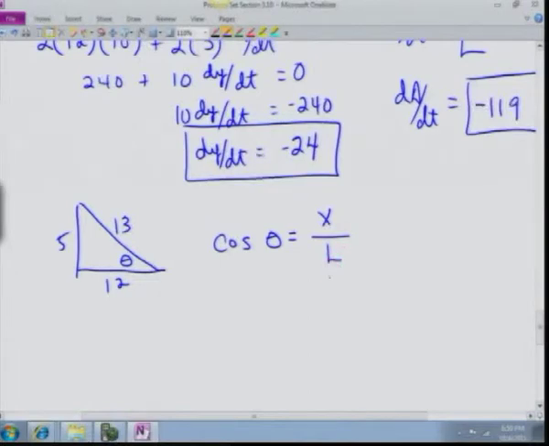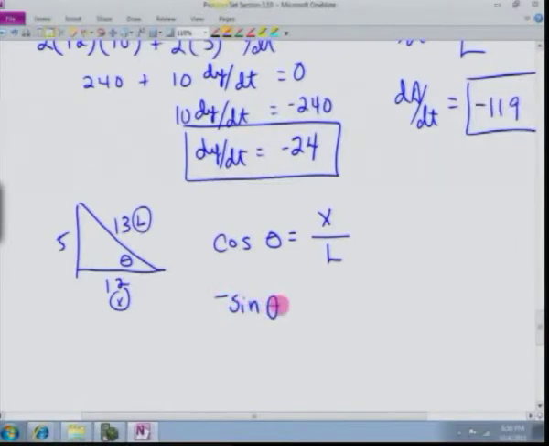Cosine is x over the ladder. Did I write this backwards? I guess that's right. Okay. This is x, and this is L. Do we agree with that? Okay. Let's take the derivative of both of those sides. Let's leave x as x. Let's think of L as a number, not a variable. Does that make sense for right now? Trust me? All right. What's the derivative of cosine?